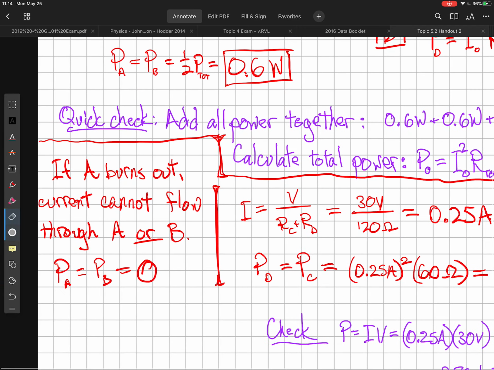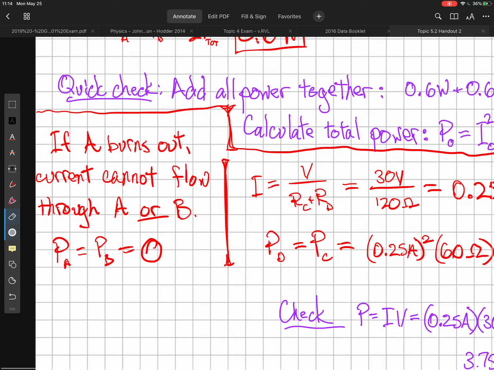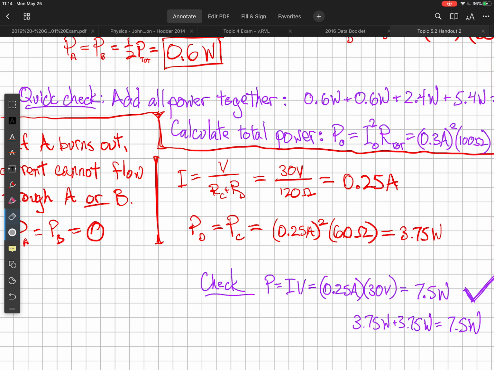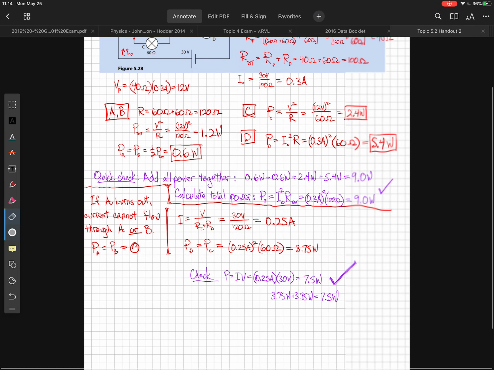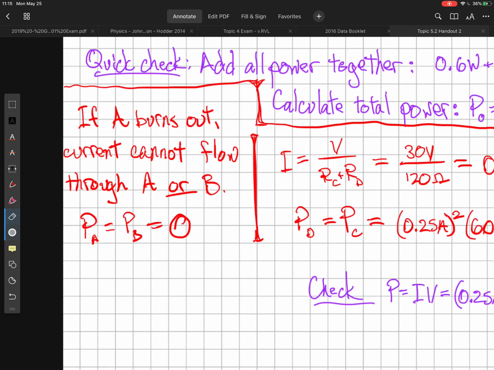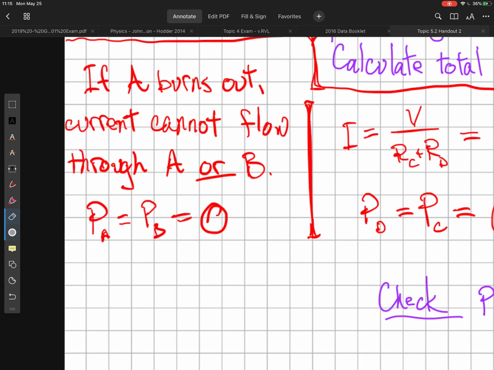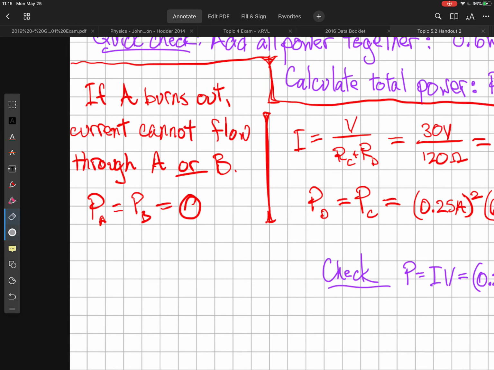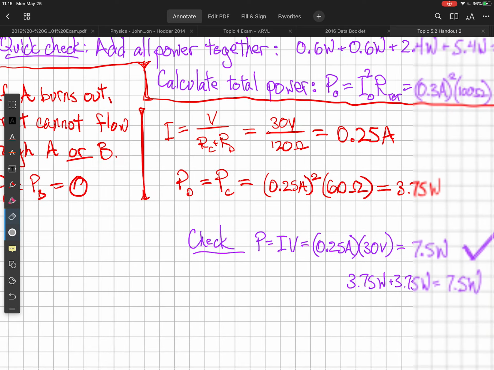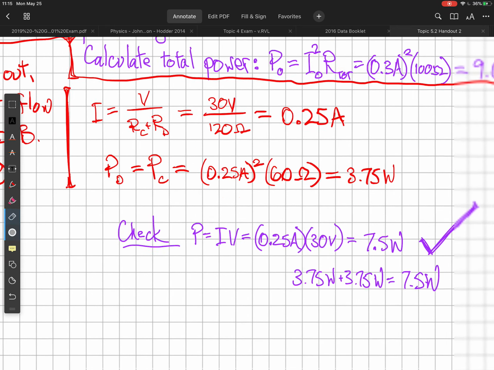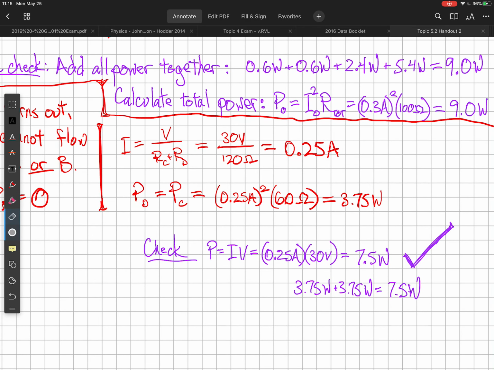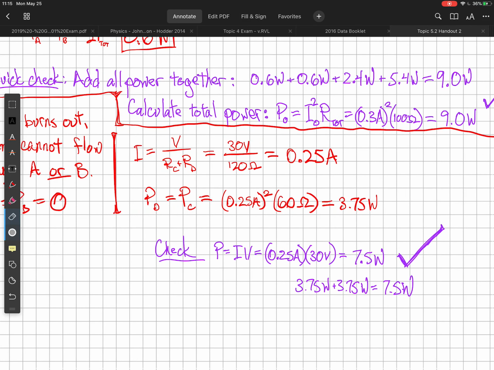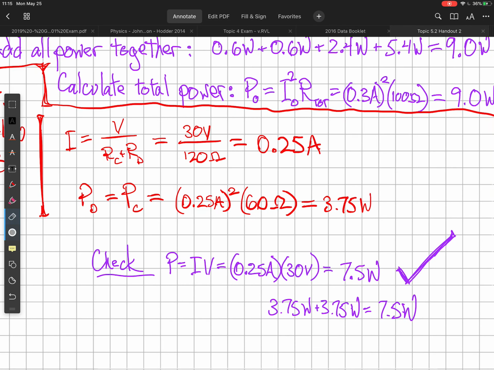Okay, so current cannot flow through A or B, so the power to each of those is going to be 0. If you wanted to be really picky, you might say that lamp B would be consuming a very tiny amount of current because it's still going to have a tiny amount of resistance. Okay, but generally we just assume that it has 0 resistance in this case. All right, I sub 0.